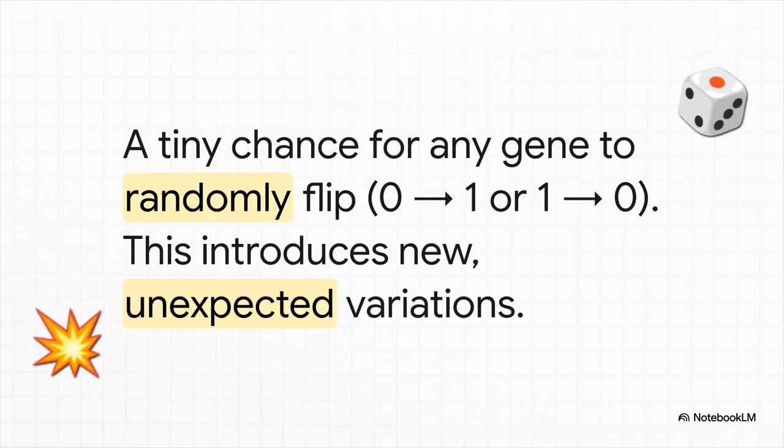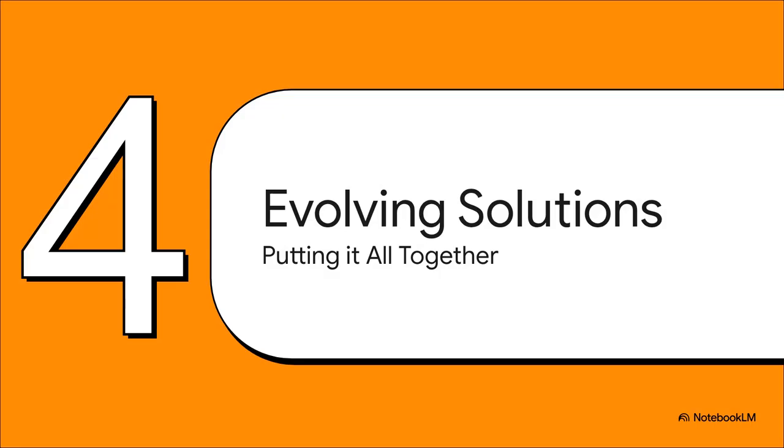And last but definitely not least, we have mutation. This part is so important. For every single gene in our new generation of solutions, there's a tiny, tiny chance it will just randomly flip. A 0 becomes a 1 or a 1 becomes a 0. This prevents the algorithm from getting stuck in a rut and is the source of all true creativity in the system. It lets totally new ideas emerge out of nowhere. So that's the cycle. Evaluate, select, crossover, mutate.